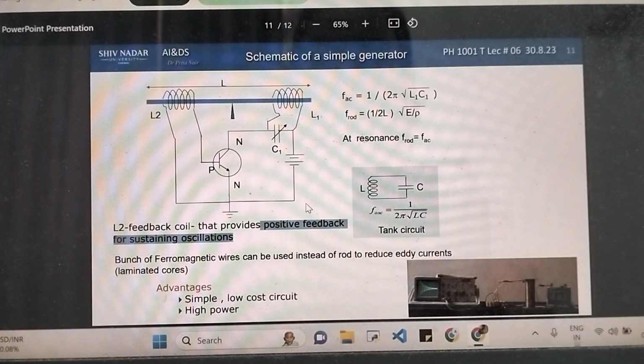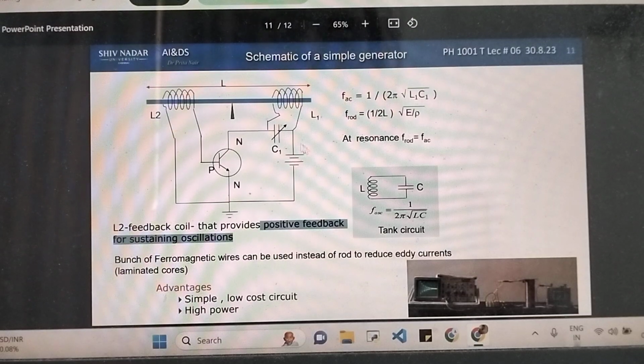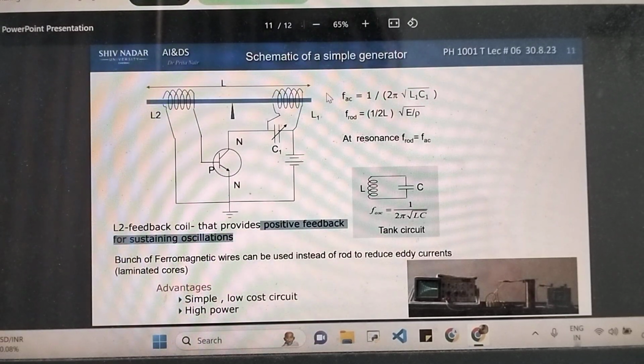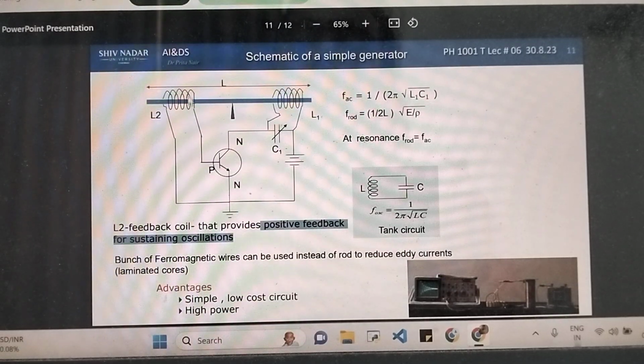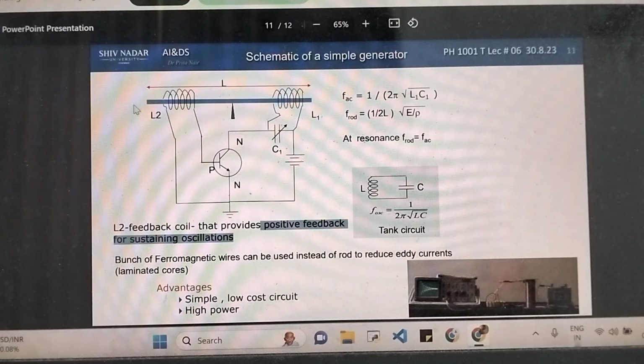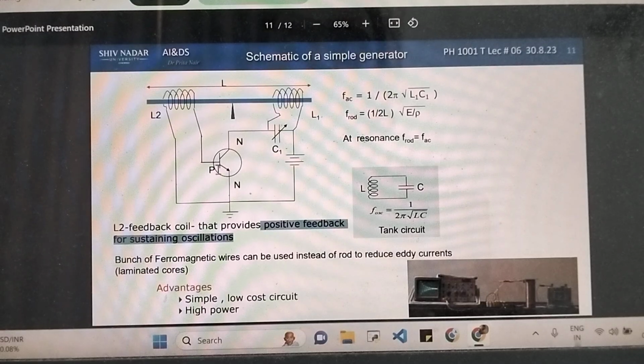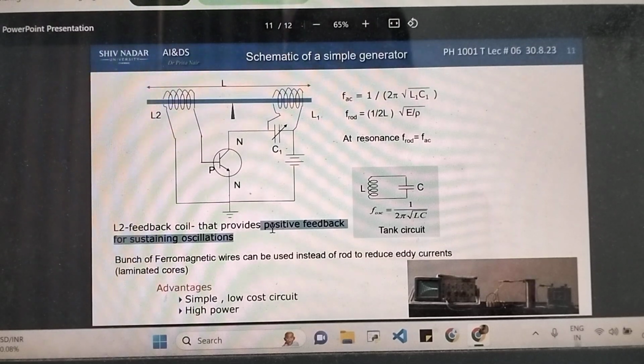So quick summary of the entire thing. Current starts from here, goes through this current carrying coil in a magnetic field, experiences a force, a vibration of air column, generation of ultrasound. Meanwhile, there is a current carrying conductor placed in a magnetic field. So an induced current is generated, that goes to the transistor. Transistor amplifies it and sends it back to the battery. This is called positive feedback for sustained oscillations.